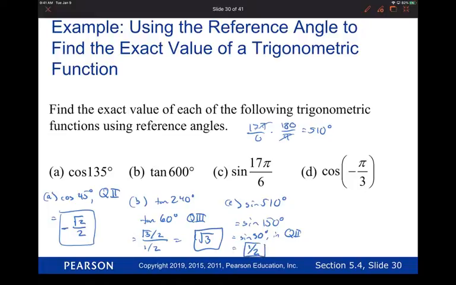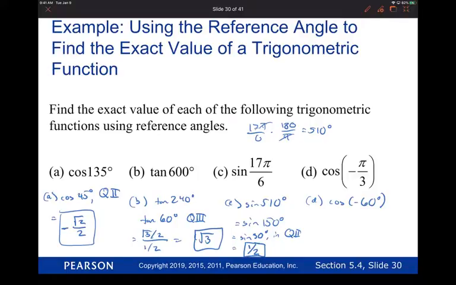Let's try one more. Pi over 3, let's convert that. 60. So this is really the same as cosine of negative 60 degrees. What quadrant are we in? The first one, if it's negative 60? Oh, no, it's not. If this is 0 and we go negative, do I go up first or down first? Down. We go down first. So what quadrant are we in? Either 3 or 4. We're in quadrant 4.